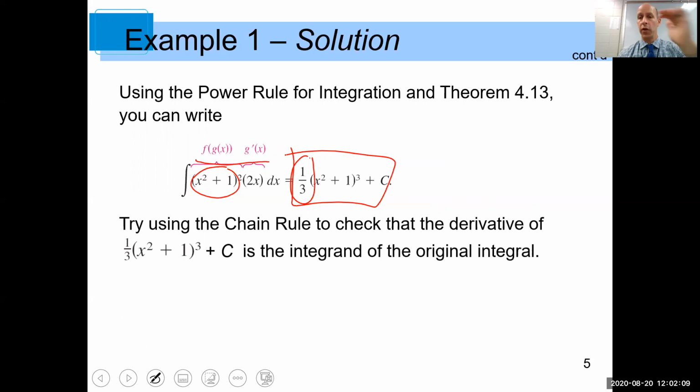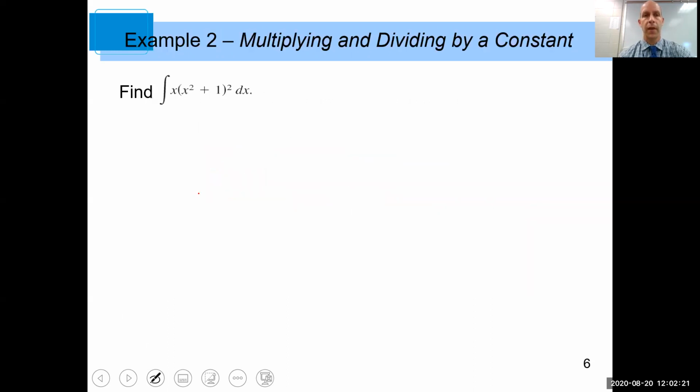Try using the chain rule to check that this derivative is indeed the integrand. In other words, if you take the derivative of this result, you should end up with the integrand itself, which it will. So let's do another example.